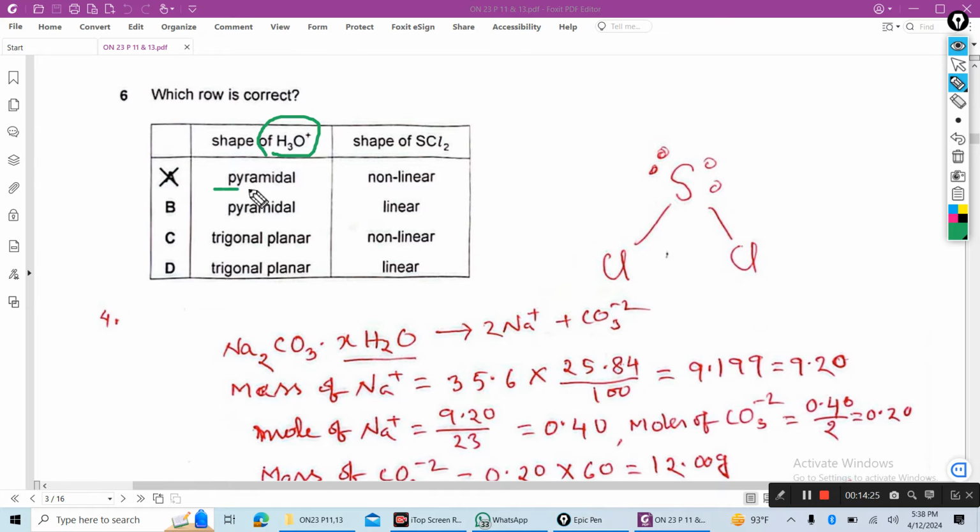H3O+ is pyramidal, because there are 3 bond pairs and 1 lone pair of electrons, and SCl2, sulfur dichloride, is non-linear. Why? There are 2 lone pairs and 2 bond pairs, that's why.